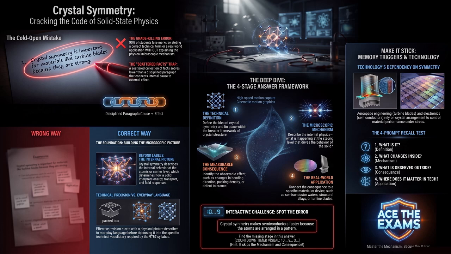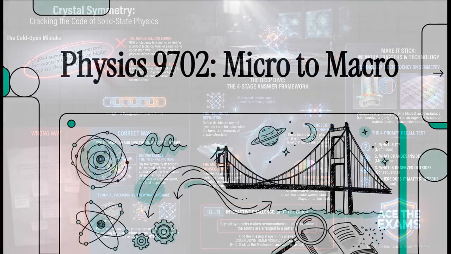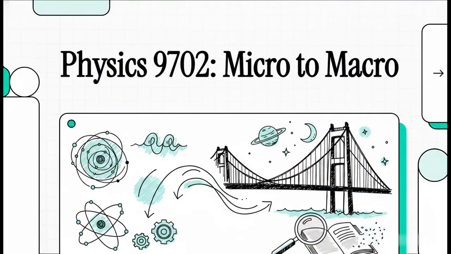Welcome to this explainer. Look, if you're studying Cambridge AS and A-level physics, you are in exactly the right place. Today, we're completely tossing out the dry textbook pages. We're going to uncover how the universe actually works, going from the invisible, tiny atomic realm all the way up to massive, real-world engineering. Let's decode Physics 9702 together, shall we?